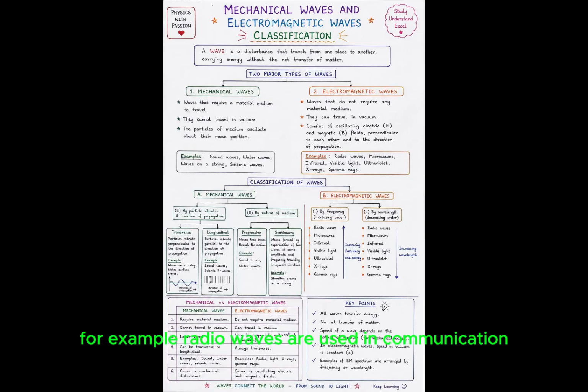For example, radio waves are used in communication like TV and mobile networks, microwaves are used in cooking and satellite communication, infrared is used in remote controls and thermal imaging, visible light helps us see, ultraviolet rays are used in sterilization, X-rays are used in medical imaging, and gamma rays are used in cancer treatment.